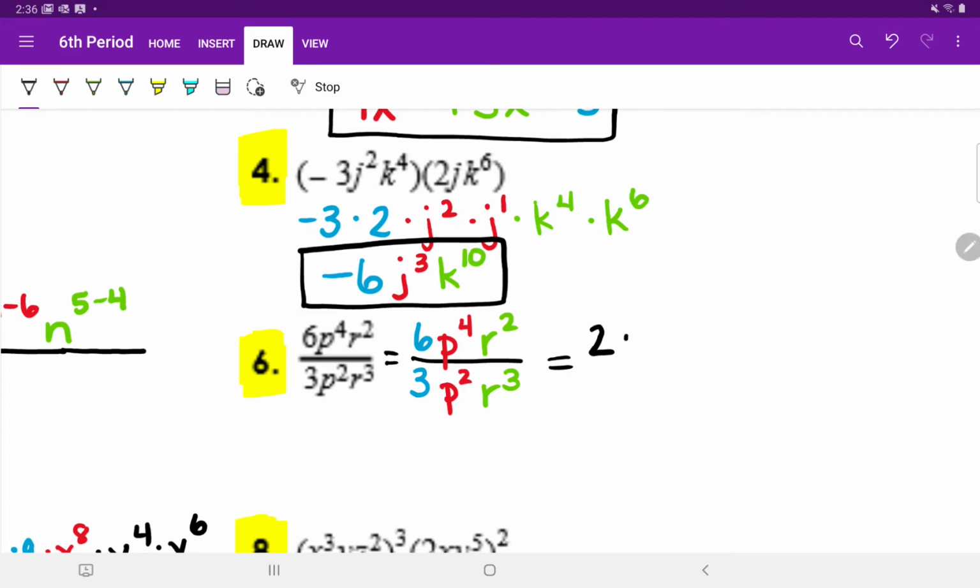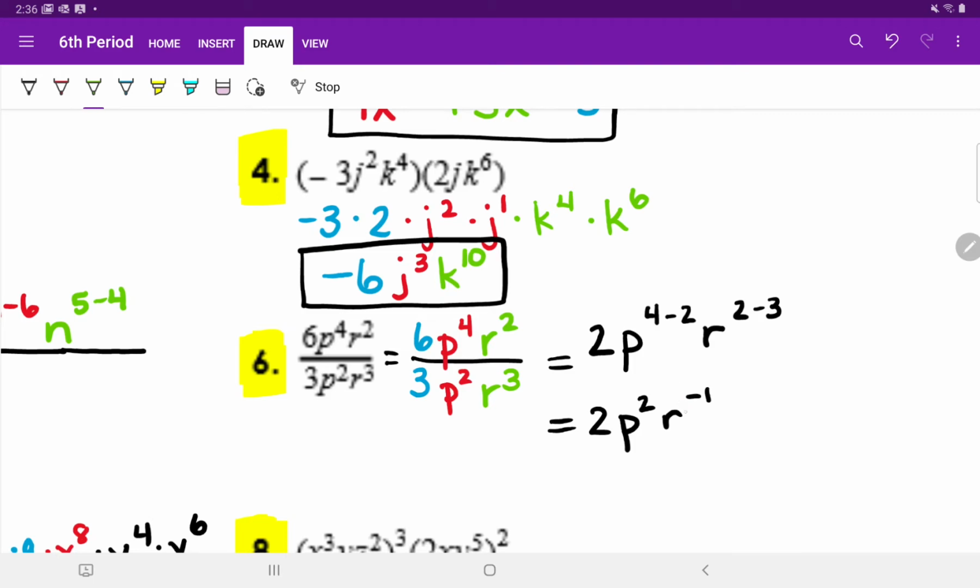Now let's look at the p's, the two parts that have a base of p. We would write p to the 4 minus 2. We take the top exponent minus the bottom exponent. That's our quotient rule. Then we would have an r to the 2 minus 3. Again, that's the quotient rule. Top exponent minus bottom exponent. So if we simplify this, we'll see that we have a p squared and an r to the negative 1.